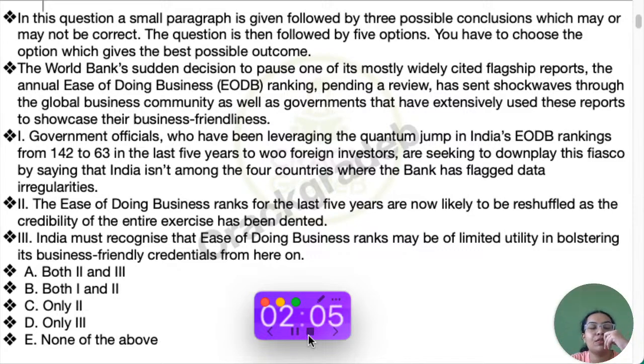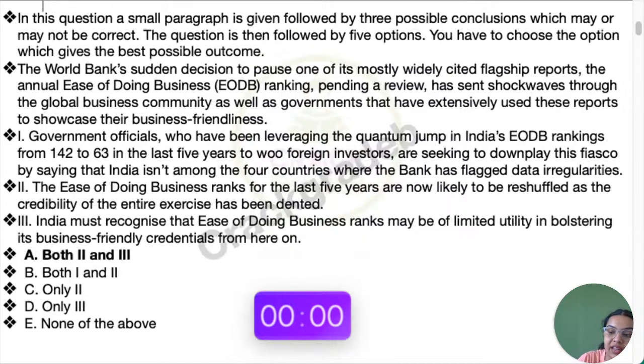It's a shorter version of reading comprehension. Anyways, the answer here is A. Let's see how we need to do it. Okay, I'm gonna explain. In this question, there is a small para followed by three possible conclusions, a little bit like reasoning questions if you have done such, which may or may not be correct. The question is then followed by five options. Choose the best possible outcome. So you need to check the relationship that the first, second, and third may or may not have with the given situation over here. So it is important for you to understand the para first.